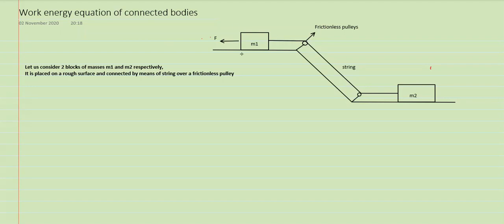So if this body moves with some velocity, automatically this body also will move, since they are connected to each other by means of a string through a frictionless pulley. Let us consider two blocks of masses M1 and M2 respectively, placed on a rough surface and connected by a string over a frictionless pulley. Since it is a rough surface, definitely friction will be induced.